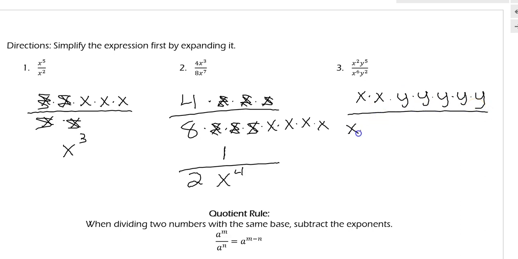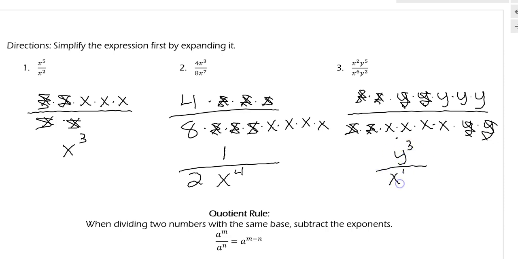On the bottom, I have 6 x's and 2 y's. Okay? I can only cross out things that are the same. This x and this x, this x and this x. I have no more x's, so those 4 x's have to stay there. This y and this y, this y and this y. So what do I have left? On top, I have 3 y's. On bottom, I have 4 x's.